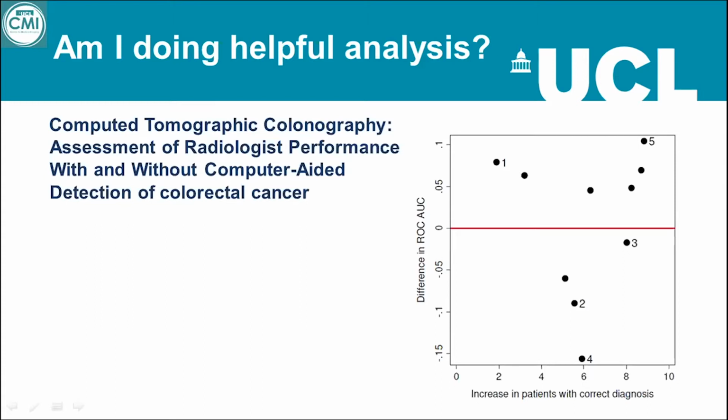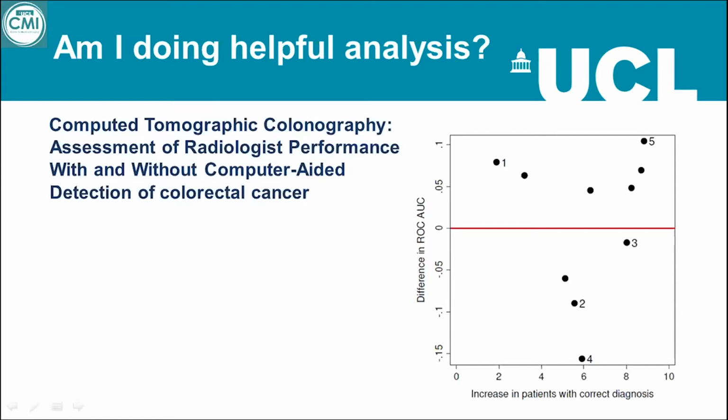And so I was supposed to be calculating sample size. So I thought, okay, fine. What I'll do is plot the thing that I understand, which is the increase in the number of patients with a correct diagnosis. I'll plot that on one axis, and then I can calculate, we've already done, the difference in the ROC AUC. And here's that graph.